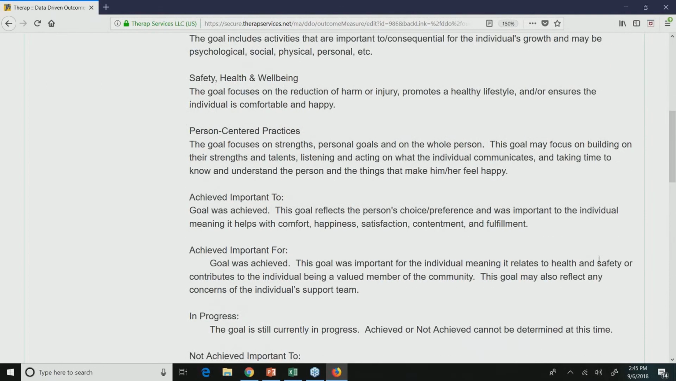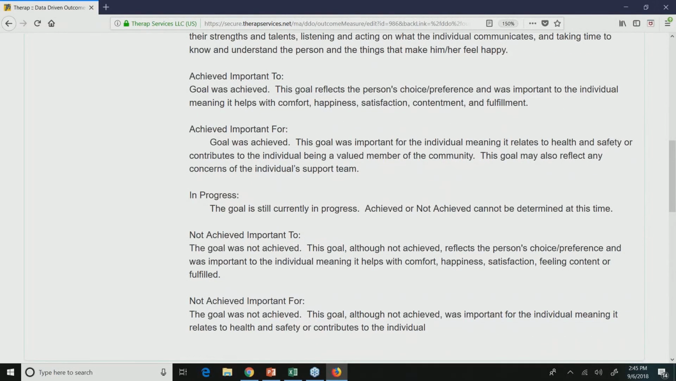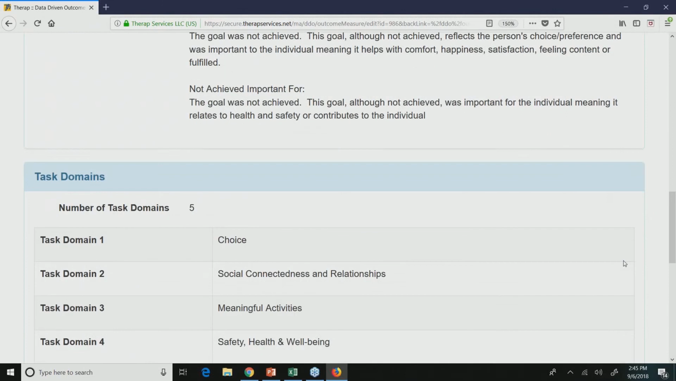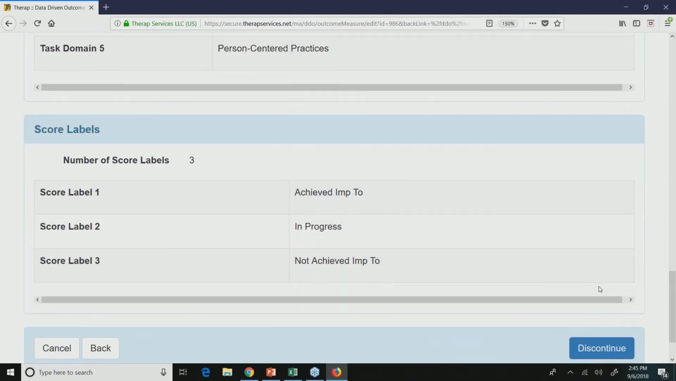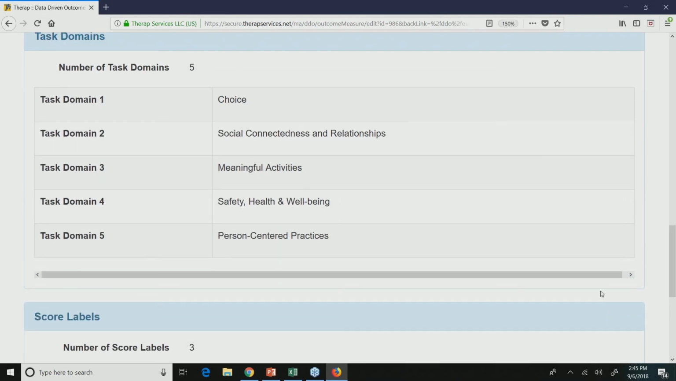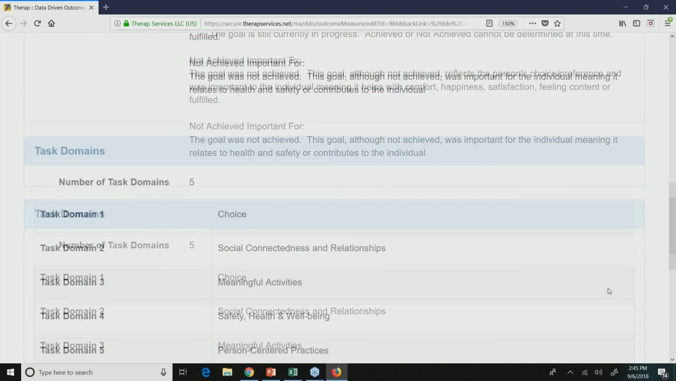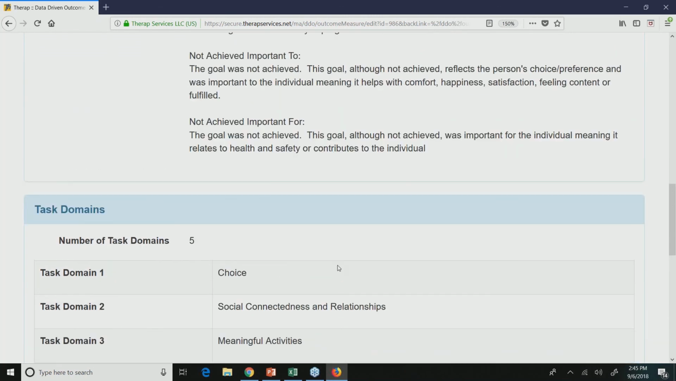This also drilled down into what those score labels mean. What does it mean that a person achieved something important to or important for? What does it mean for in progress or not achieved? That's how that particular one was set up, and I think it's a great example of how you can take the categories mentioned within the CMS final rule, those things they're looking for, put them in an outcome measure type, and then have some results from that. So let me switch over to some reporting.